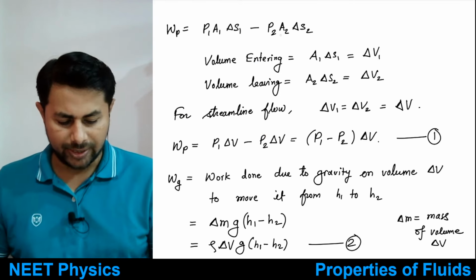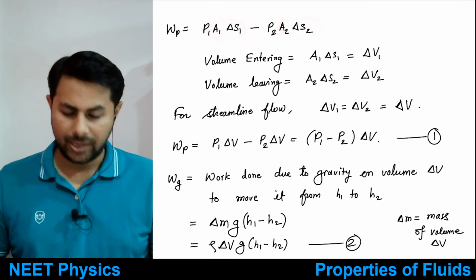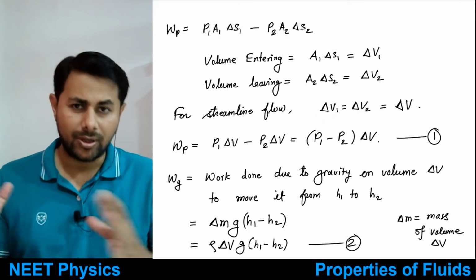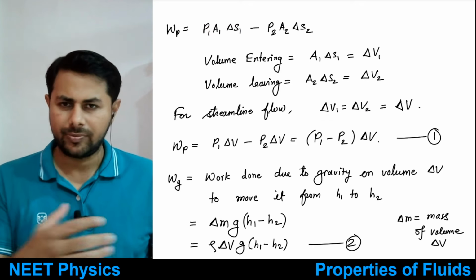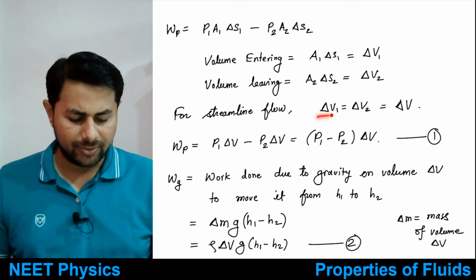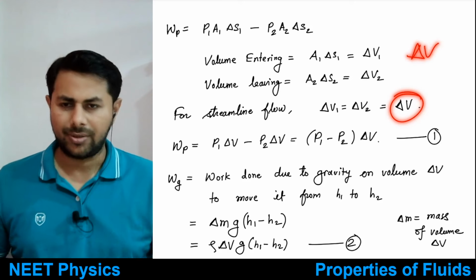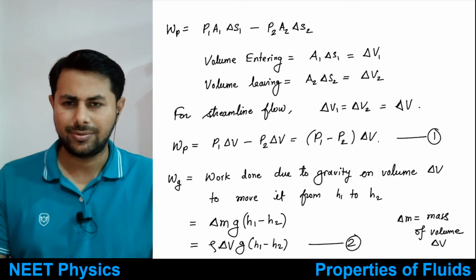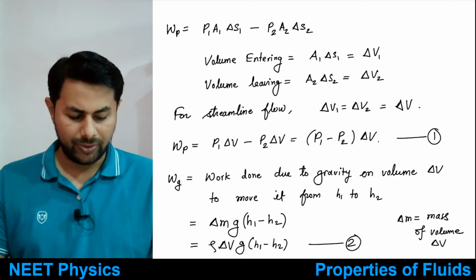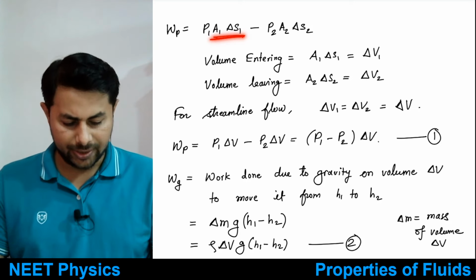What we can do is substitute here: this is the volume entering and this is the volume leaving. For a streamline flow, this is the equation of continuity: the amount of volume entering is equal to the amount of volume leaving. That's why delta V1 is equal to delta V2, and suppose it's equal to delta V. This thing is clear, everyone?